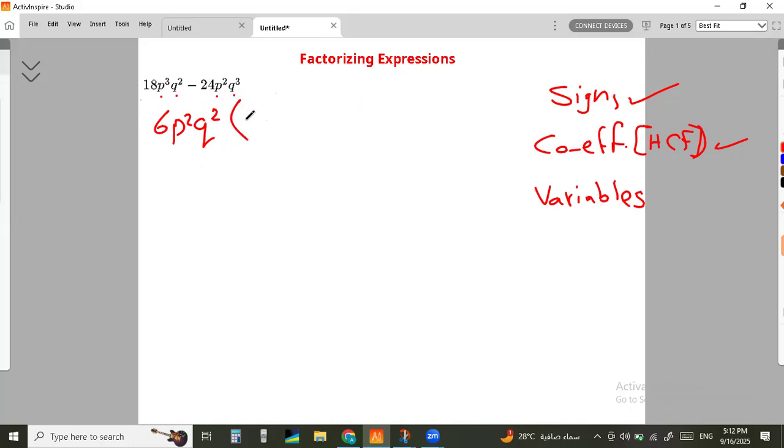Open the brackets. Now we're going to divide the 18 by 6, which is going to be 3. P cubed divided by p squared. Remember that we minus the indices. So 3 minus 2 is 1. So it's only p to the power of 1. Don't write it. We don't write the 1 in the powers. Q squared divided by q squared is 1. After that, we got negative 24 divided by 6, negative 4. P squared divided by p squared is 1. Q cubed divided by q squared is just q. And this is the expression that is fully factorized.